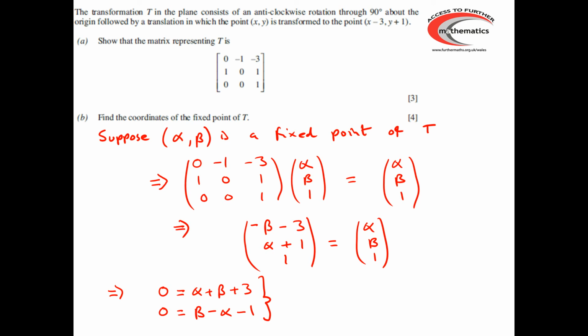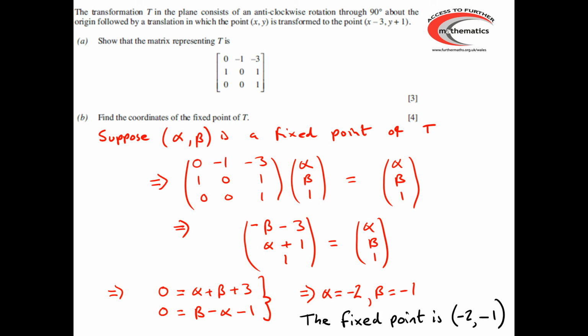In this case, if we add the two equations, we will end up with 2 beta plus 2 must equal 0. So beta must be minus 1, and if beta is minus 1, then alpha is going to be minus 2. So we found out the fixed point is the point minus 2, minus 1.